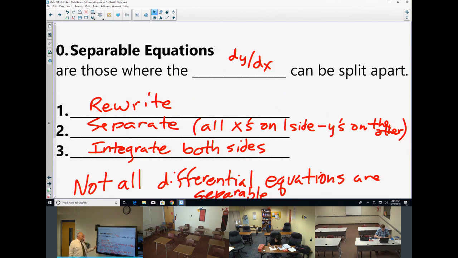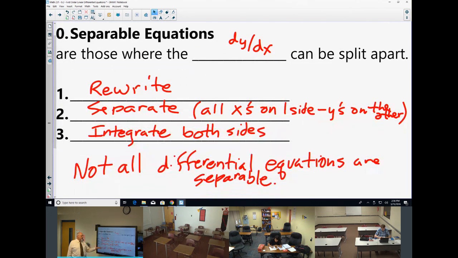But, and this is kind of the big point here at the end, not all differential equations are separable. If they're not, then we're going to do those too in this section. But if they are separable, this is a much easier way to do it.